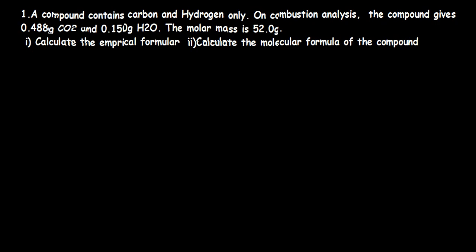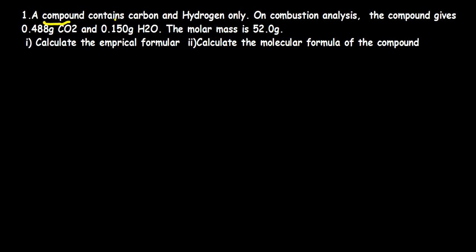The question says a compound contains carbon and hydrogen only. On combustion analysis, the compound gives 0.488 grams of carbon dioxide and 0.150 gram of water. And then they're saying the molar mass of this compound is 52.0 grams. So now the questions come. Number one, calculate the empirical formula. Number two, calculate the molecular formula of the compound.